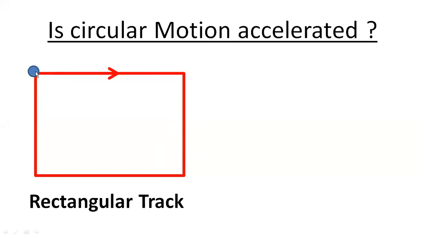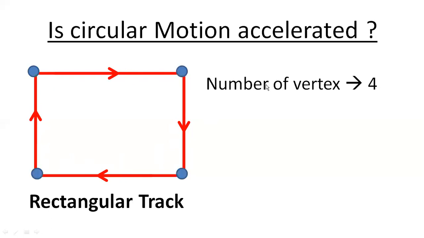Let me start. This athlete is running from one point to another. Then he goes downside, then to the left side, and again to the upside. So how many directions does he have to change? This is east direction, this is south direction, this is west direction, and this is north direction. How many vertices does this rectangle have? Vertices means corners, or points. So the number of vertices a rectangle has is 4.